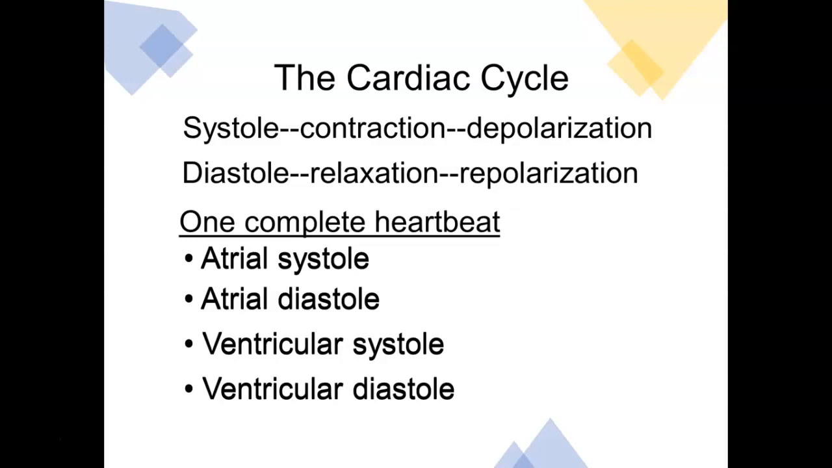So one complete cardiac cycle or heartbeat consists of atrial systole, where the atria depolarize and contract, and atrial diastole, where they repolarize and relax, followed by ventricular systole. Actually, the atrial diastole and ventricular systole coincide, but the ventricles depolarize and contract, ventricular systole, followed by ventricular diastole, relaxation.